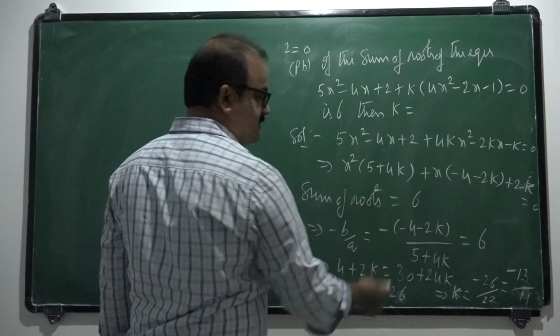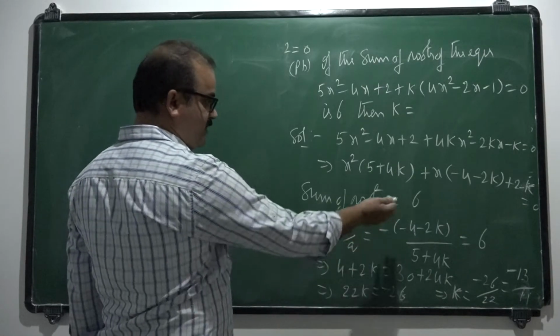If product of the roots is 6, then equate c by a to 6.